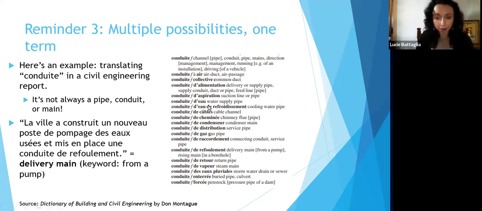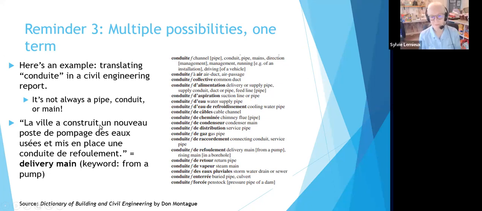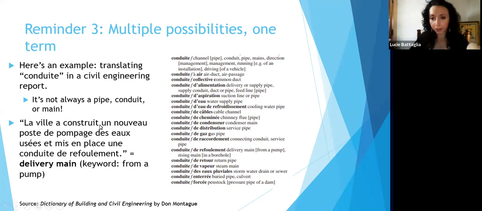Here, look at the many possibilities we have for les types de conduites in French. I put an example sentence from a true example, but reworded for confidentiality. La ville a construit un nouveau poste de pompage des eaux usées et mis en place une conduite de refoulement. So here we're talking about a pumping station. So based on the hints you have in the glossary, it says if it's from a pump, it's a delivery main.